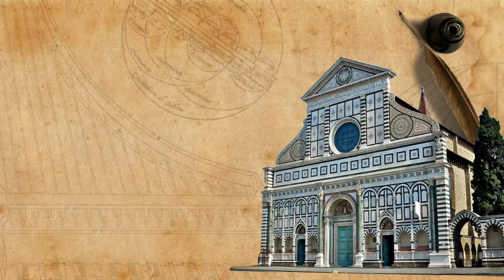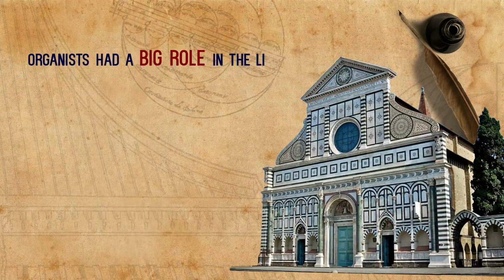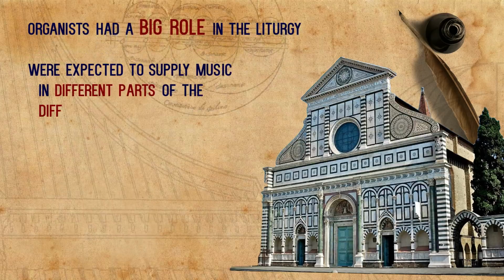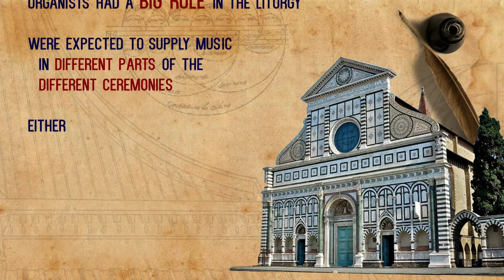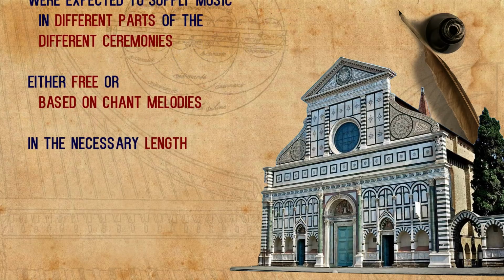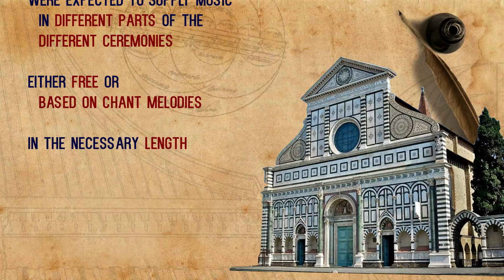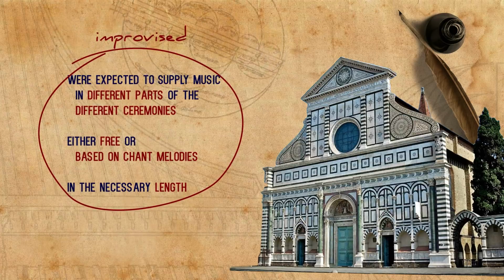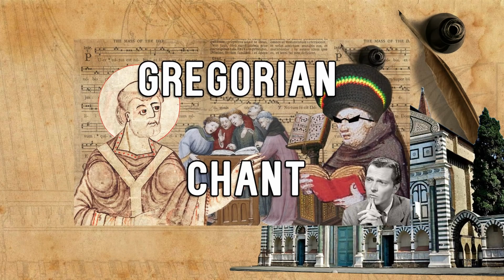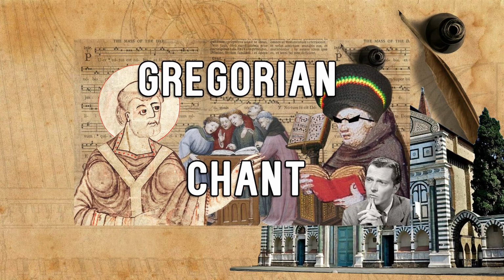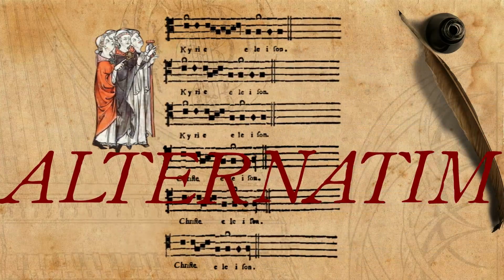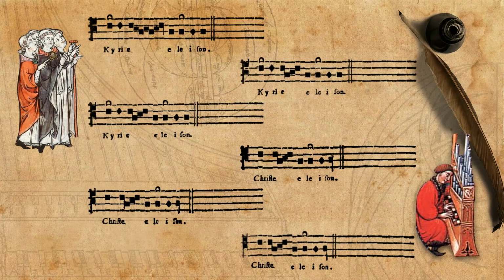In Catholic Italy, organists had a big role in the liturgy, and were expected to supply music in different parts of the different ceremonies, either free or based on chant melodies, and in the necessary length according to the moment. This was probably mainly improvised music. One of the practices involved, as we shortly mentioned in our episode about Gregorian chant, was the so-called alternatim practice, where short organ versetti replaced the otherwise sung verses.